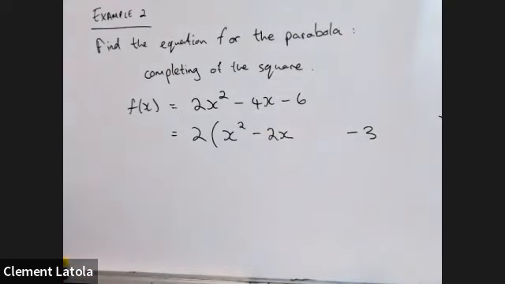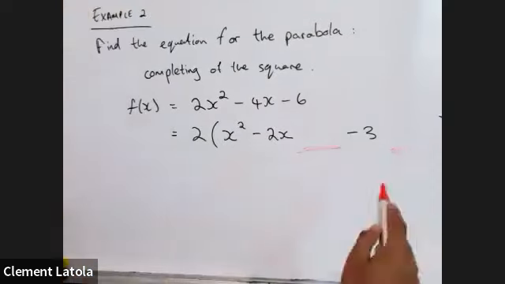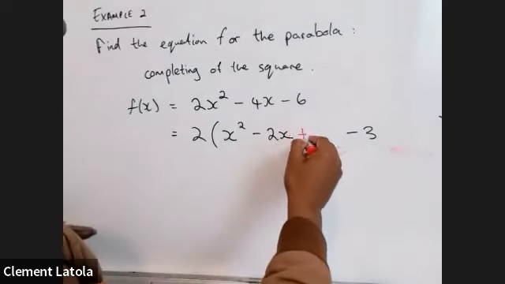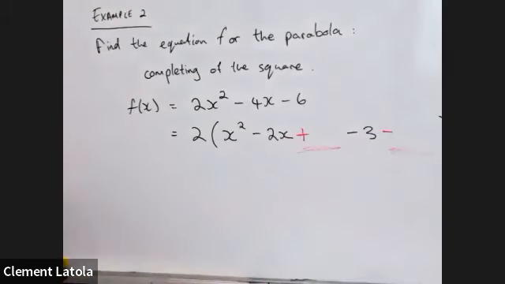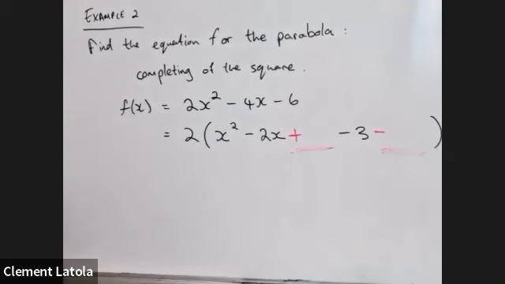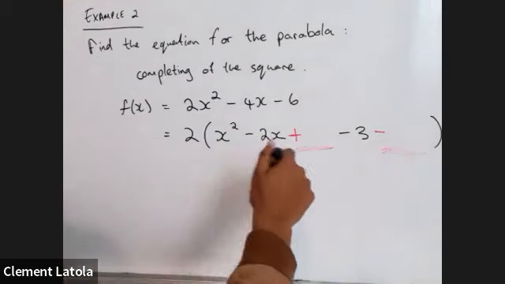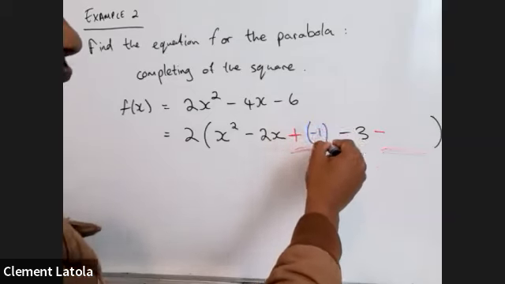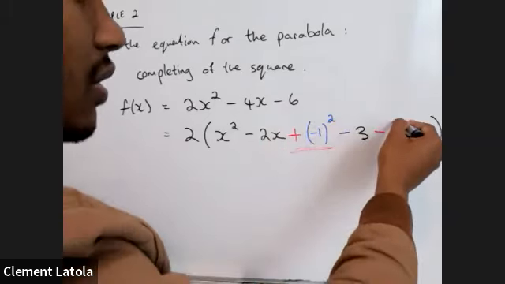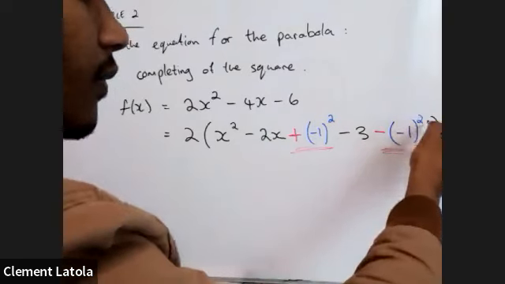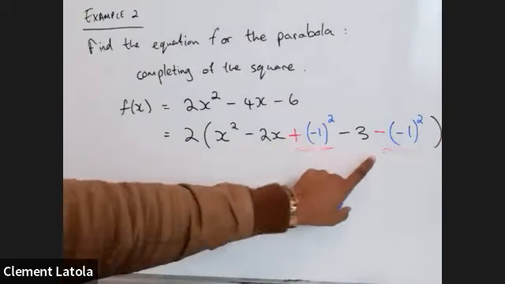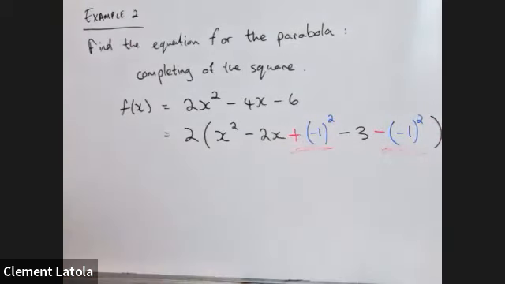Now, inside this space is the thing that I'm going to add and then subtract again. The same thing that I'm adding, I have to subtract afterwards. That's half the coefficient of x. So the coefficient is -2. I'm going to half that to give me -1. Then I square it, and I do the same here. So first I'm adding it, then I'm taking it away, so it cancels each other out.